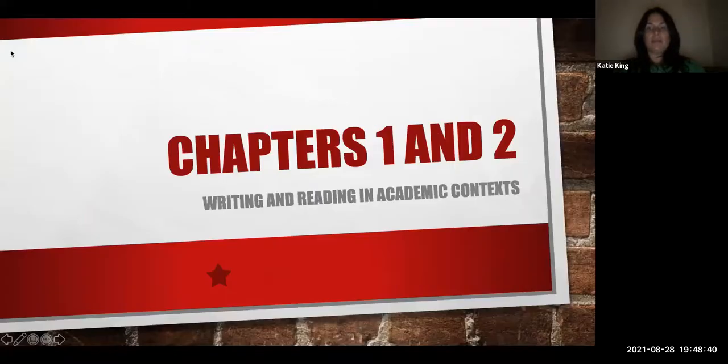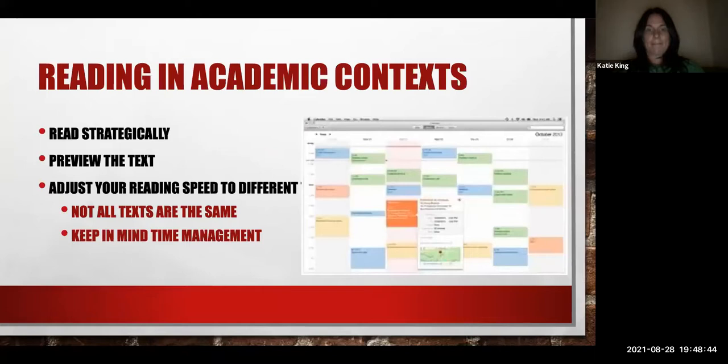So this is chapters 1 and 2, writing and reading in academic contexts. We'll start with reading in academic contexts, since a lot of times in college, you're expected to have read either an in-class source or a piece of research before you write on it. So let's talk about how we read academically. What does it mean to read academically? How do we start on that process?